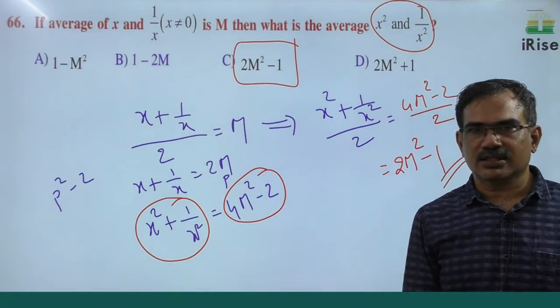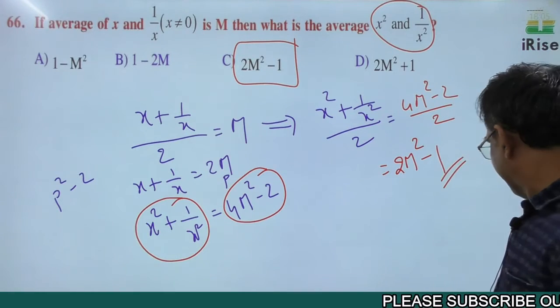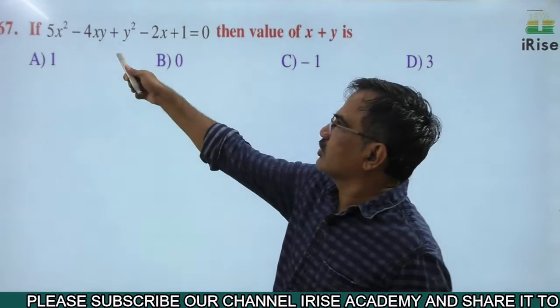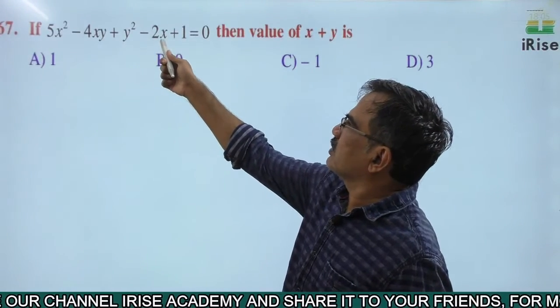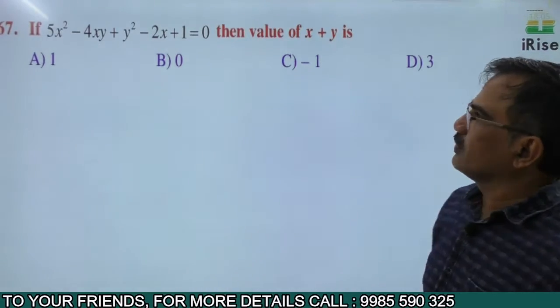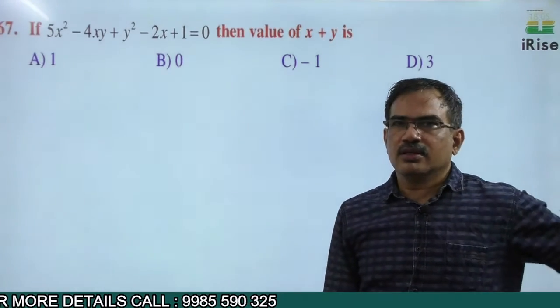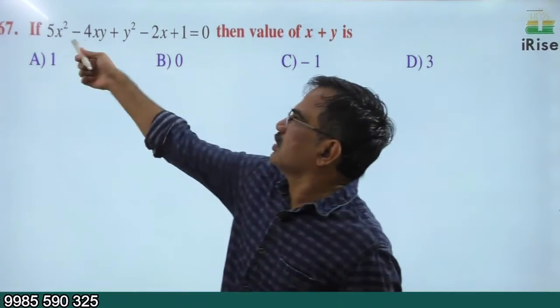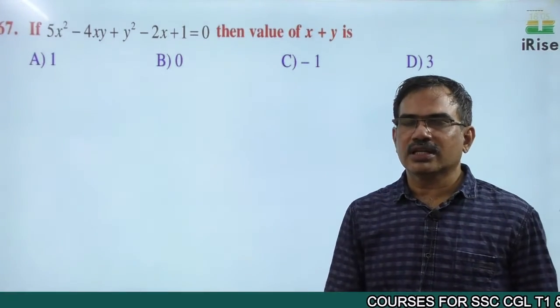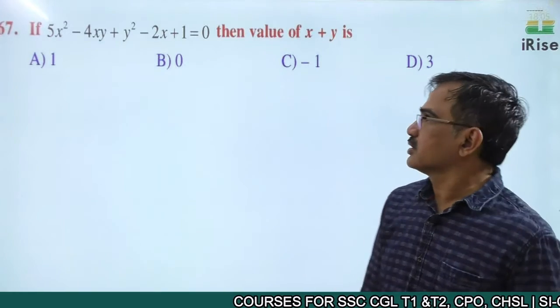Question number 66 over. Next. 5x square minus 4xy plus y square minus 2x plus 1 is equal to 0. Then what is the value of x plus y? Here this is an equation you have to convert in terms of squares of the numbers.